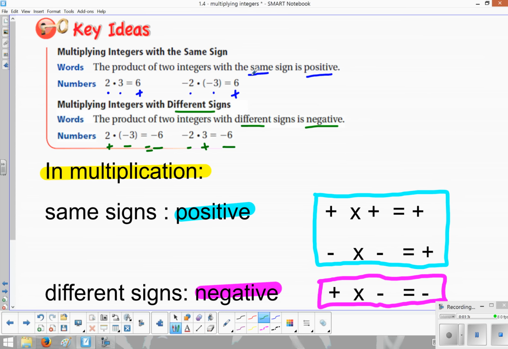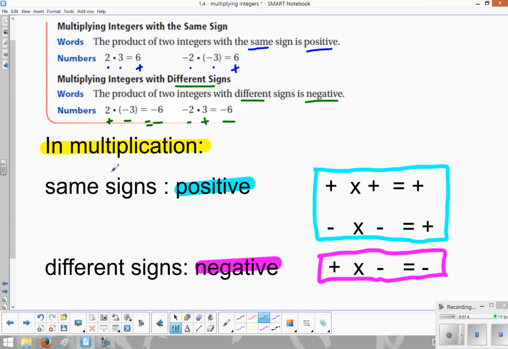Now, if you don't like this version, I will allow you to copy down this version for your notes. It's the same thing that we talked about up here, except it's summarized in short term for you. It says in multiplication, same signs, positive answer. So same equals positive. If you have different signs, negative. So a positive times a negative is a negative. And I forgot to mention, if you have a negative times a positive, you will also get a negative. If they're different, you have a negative answer. If they're the same, you have a positive answer.